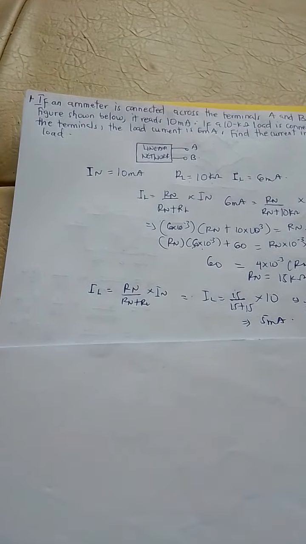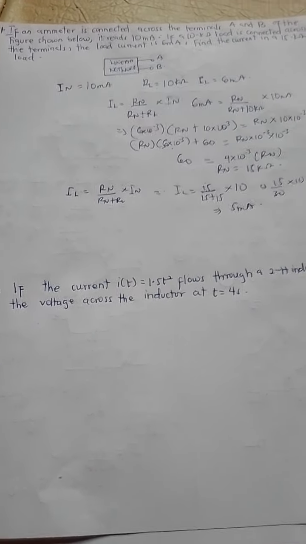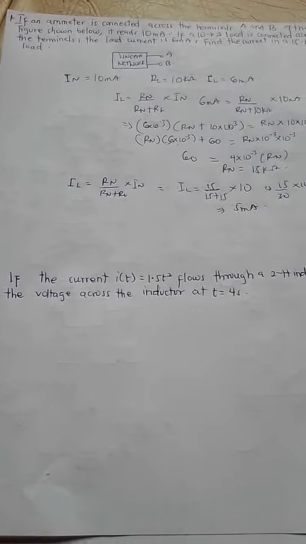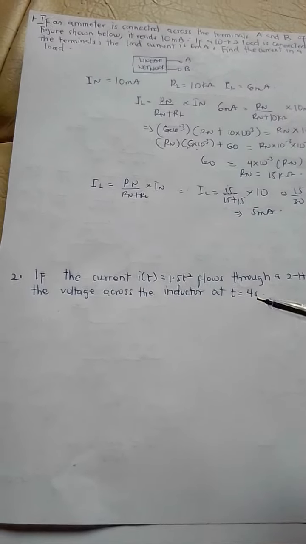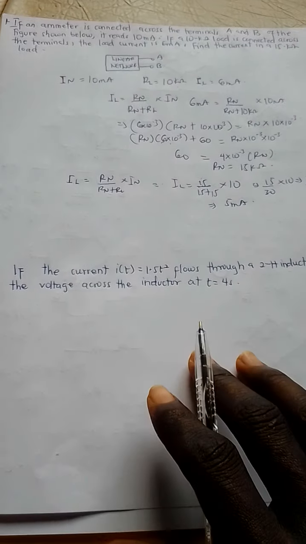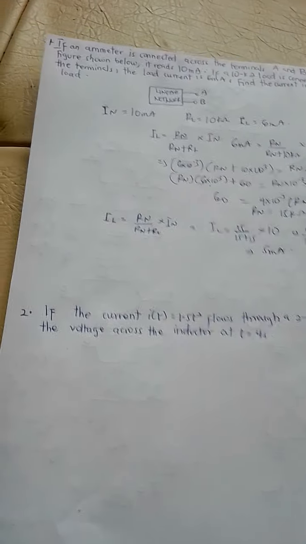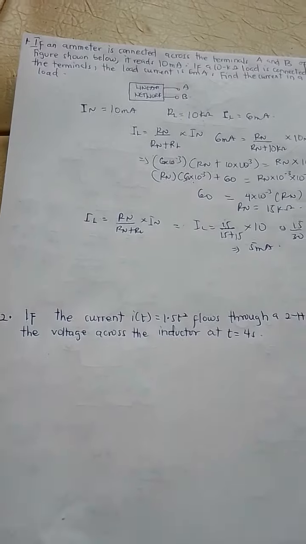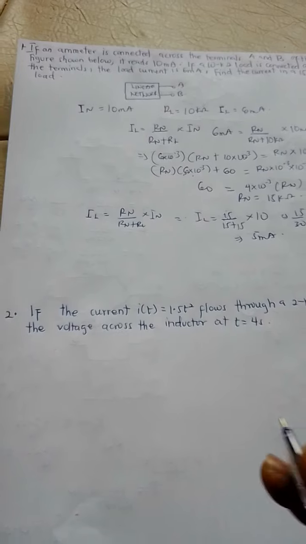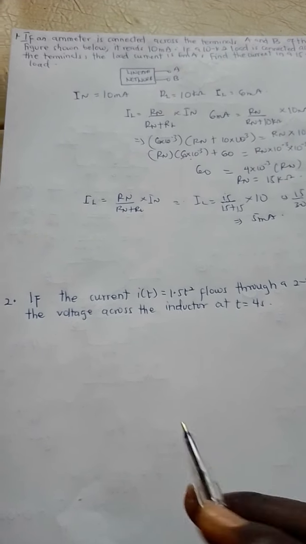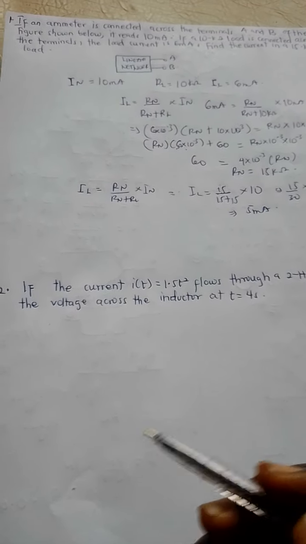Now let's go to the second problem I have for today, and it says that if a current i of t, equal to 1.5 t squared, flows through a 2 Henry inductor, find the voltage across the inductor at 4 seconds. So from here, when you have an inductor, it allows AC to pass through. So AC is having a current function, that is, the current of an alternating source is not constant, so it's always written as a function of something.